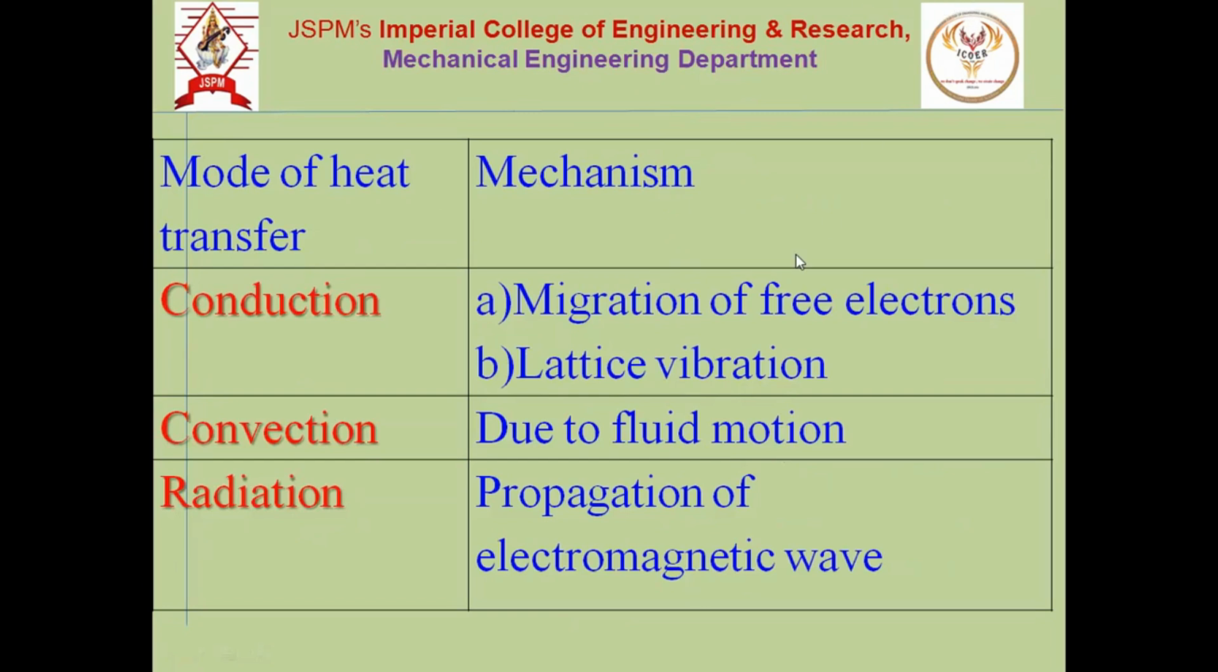Now we'll see the mechanism. Conduction occurs because of migration of free electrons, that is called as drift of free electrons. Conduction also occurs because of lattice vibration. And convection, that we are interested in more here, is because of fluid motion. As long as there is a fluid motion, there is a convection. Whether this motion is created naturally, then it is called natural convection. If it is created forcefully, it is called as what? Forced convection. In the radiation, it is because of propagation of electromagnetic waves.